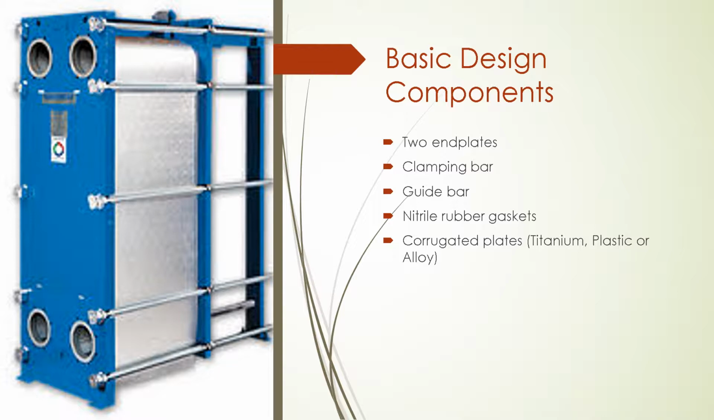The clamping bar is used to compress the corrugated plates between the two end plates, and there's a guide bar located on top to help for proper alignment. And on each corrugated plate are nitrile rubber gaskets which help direct flow.